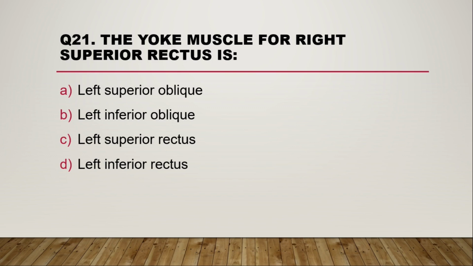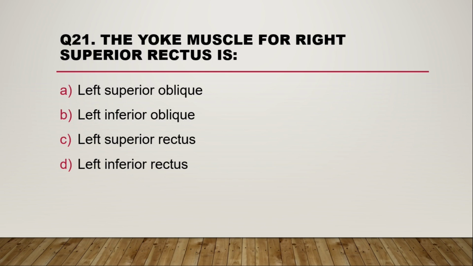Question number 21. The yoke muscle for right superior rectus is: option A, left superior oblique; option B, left inferior oblique; option C, left superior rectus; and option D, left inferior rectus.